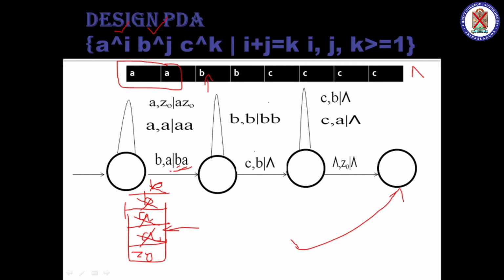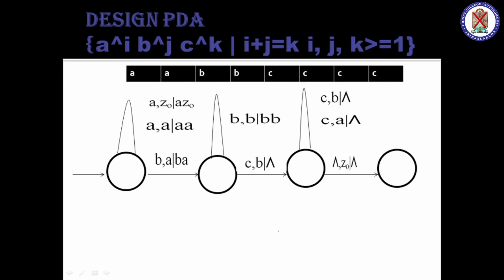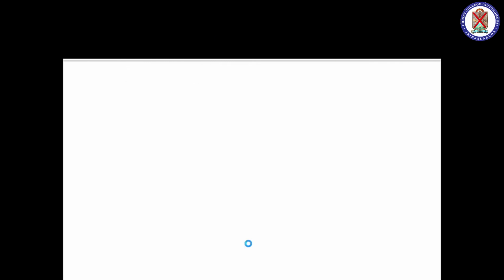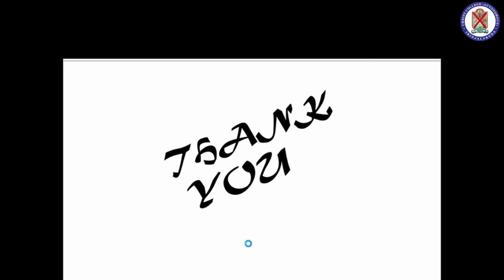So that's about A raised to i, B raised to j, and C raised to k, where i plus j is equal to k. I think you have got an idea. That's about the topic. You must study the variations in each and every example, then only you will get complete insight into the PDA.